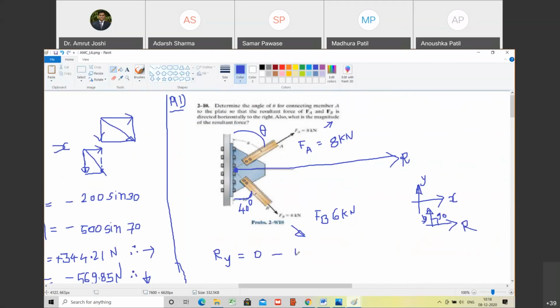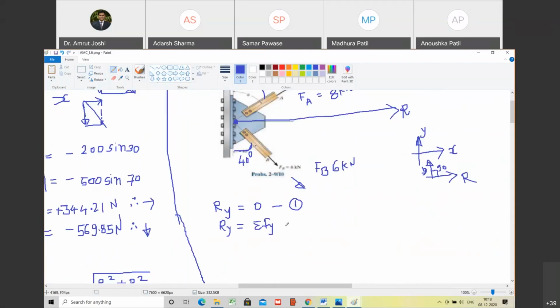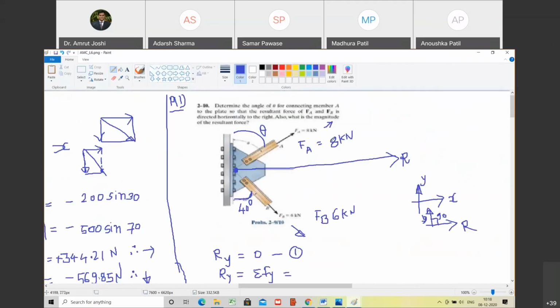So this is the condition that we must respect. But what is RY? RY is nothing but the summation of Y components of both the forces. Do you agree with me? Yes, sir. Now, can you tell me the Y component of FA? How much will the Y component of FA come? 8 cos 90. Not 90, 8 cos theta.